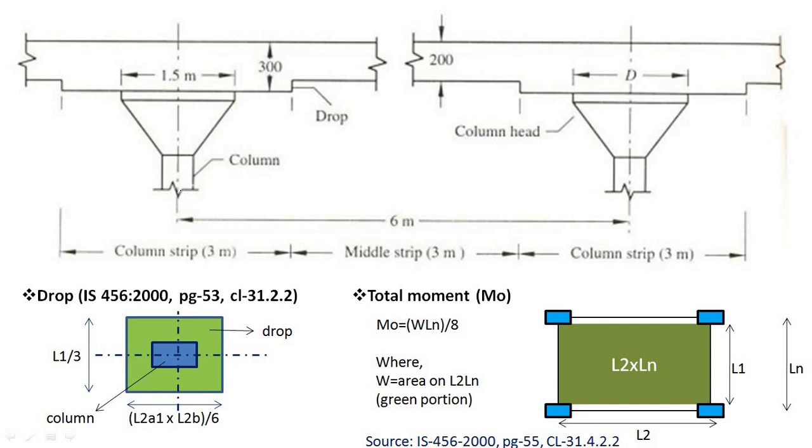Now coming to the drop, IS 456-2000, page number 53, clause 31.2.2 provides the size of the drop, which is L1 by 3 and L2 by 3, that is L1/3 into L2/3. The IS provides these dimensions for the drop. How we will fix the size of the drop, we will see in our future calculation, but now we are seeing some of the concepts before starting the solution.